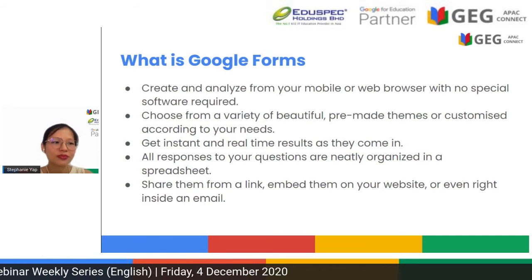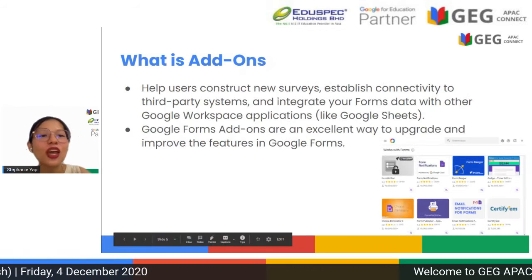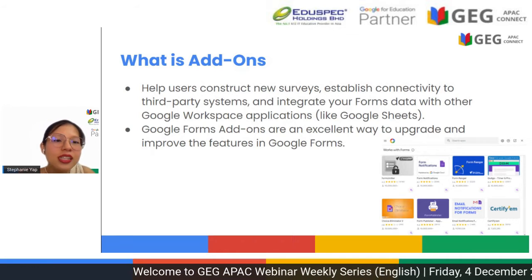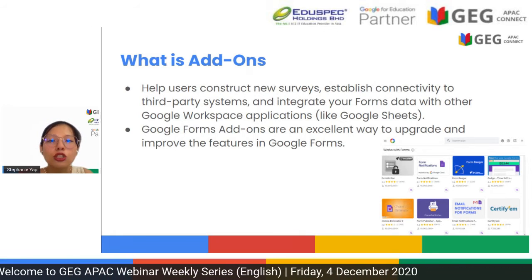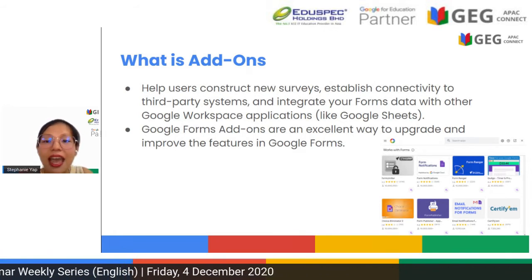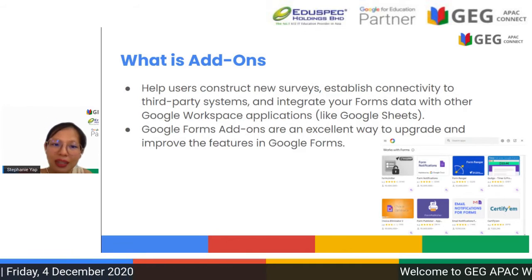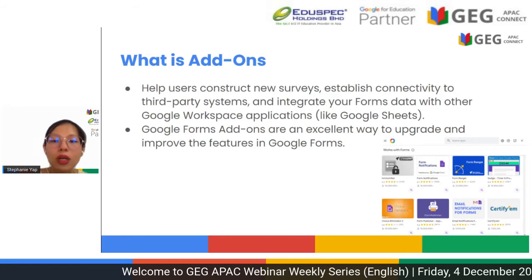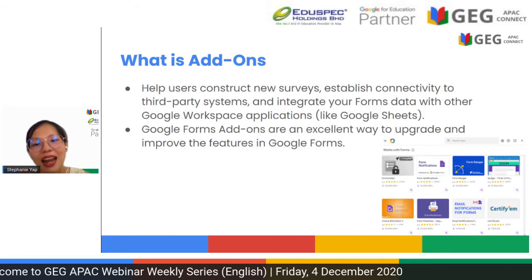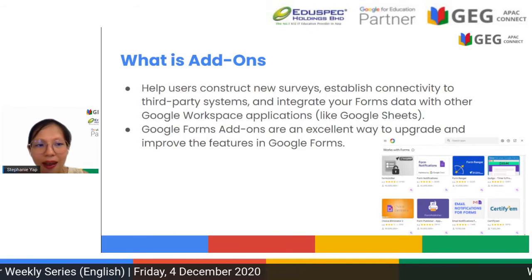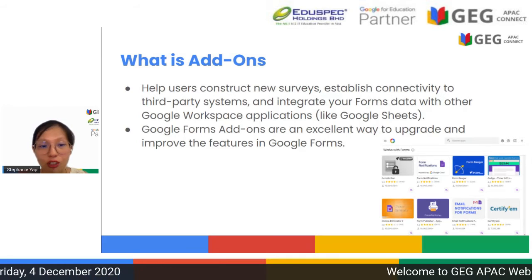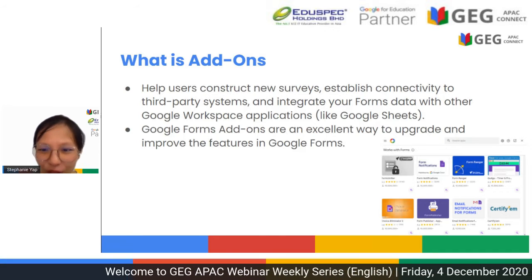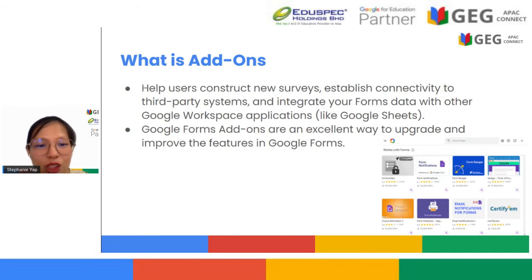Okay, so next, I'll share with you what add-ons are. For those who are not sure, add-ons help users like you and me to construct new surveys, establish connectivity to third-party systems, and integrate our forms data with other Google Workspace applications like Google Sheets. Google Forms add-ons are also excellent ways to upgrade and improve the features in Google Forms. So what are the features that we are looking into? Let us see.